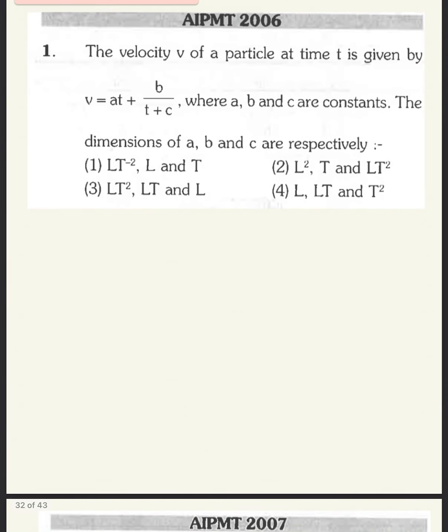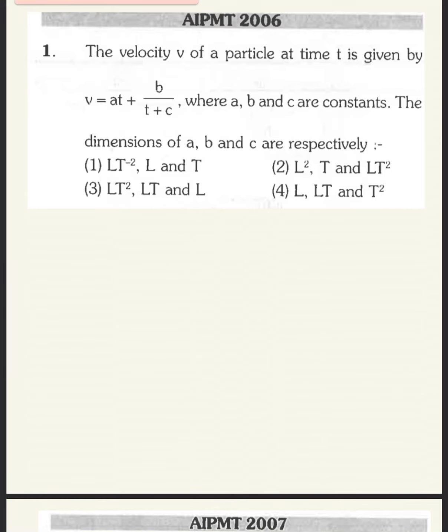So, the first question is the velocity. This is a really easy question. It is asked in AIIMS 2006. The velocity v of the particle at time t is given by v is equal to this. Okay. So what is the dimension of A, B, C?